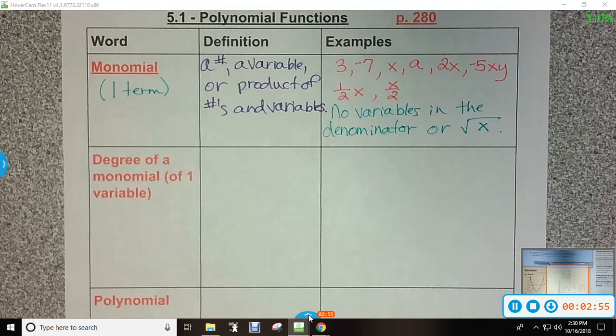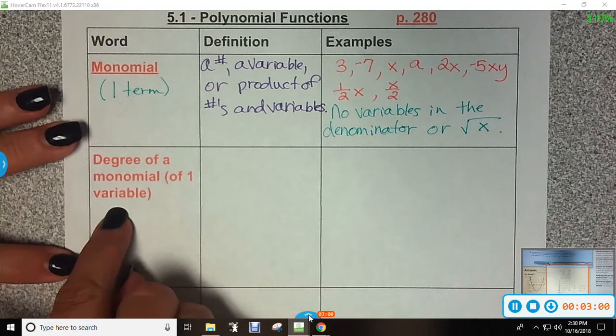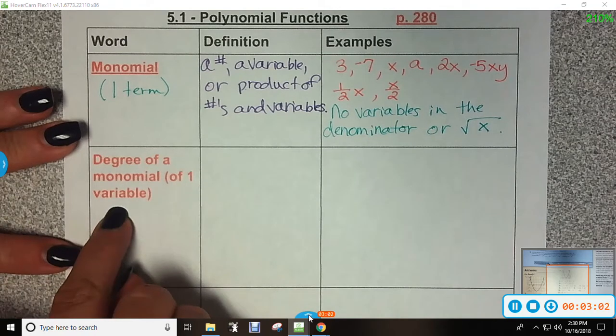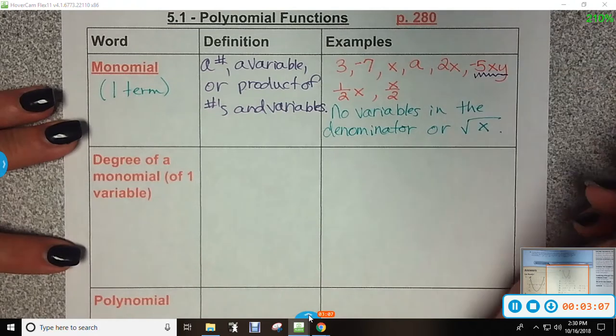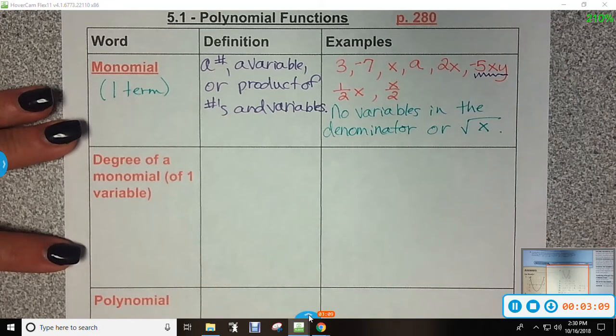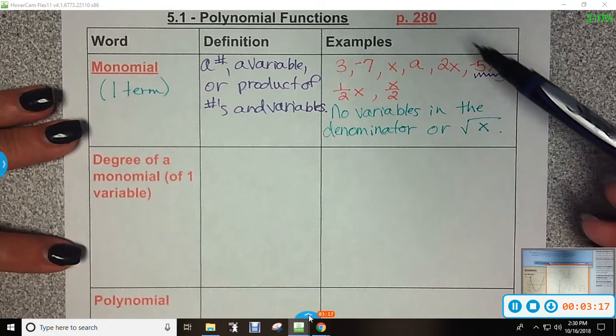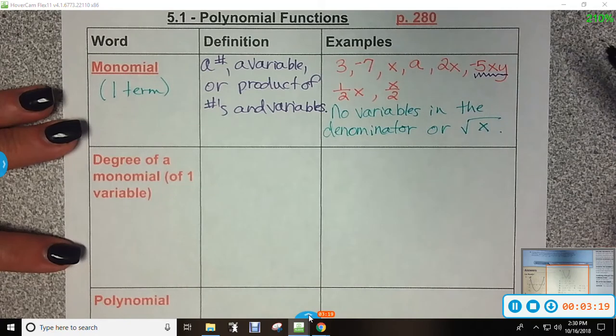So now we're going to take a look at the degree of a monomial. And we're going to focus on monomials that only have one variable. Okay, something I want you to look at over here. This is still a monomial, that -5xy. It is a monomial, but it has more than one variable. But in all the rest of this chapter, we're only going to focus on one variable at a time.